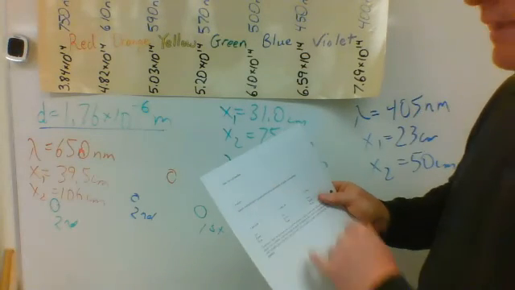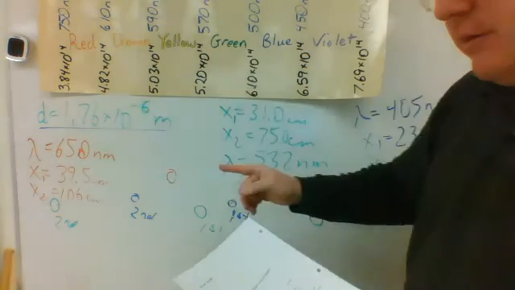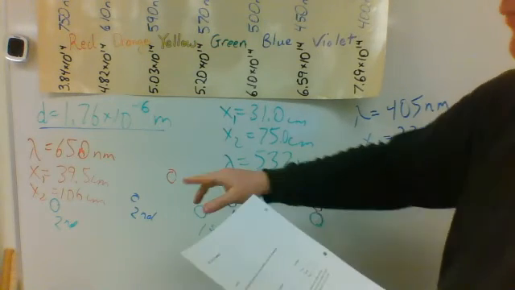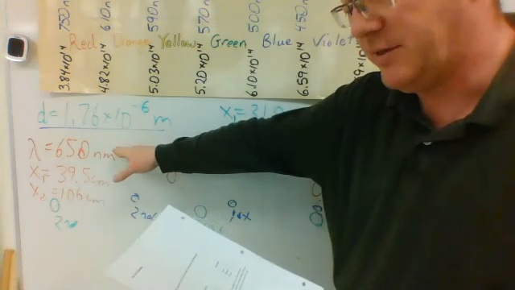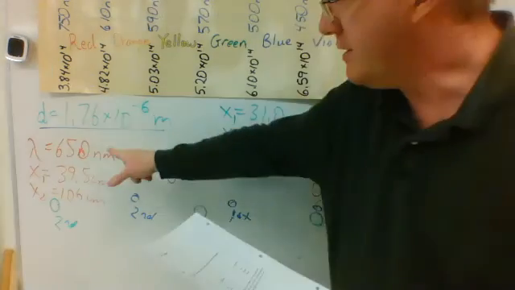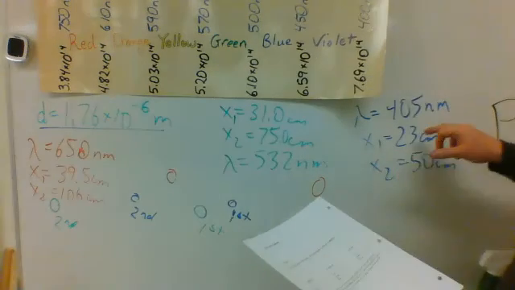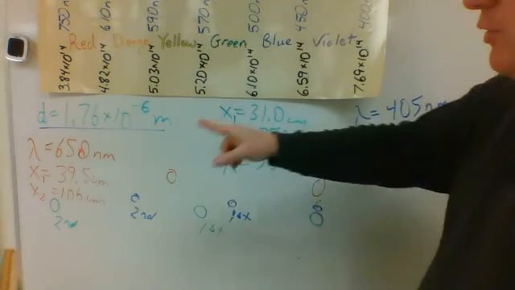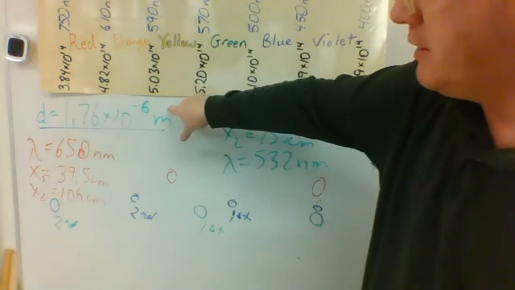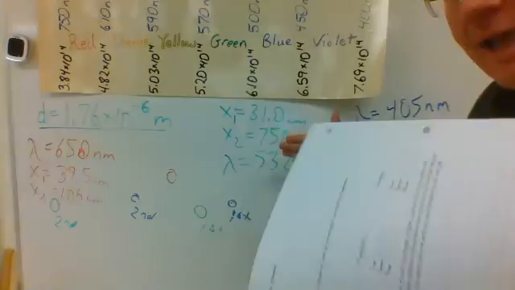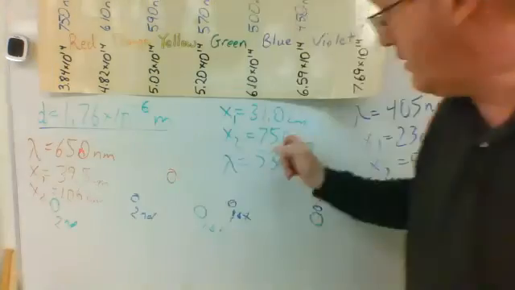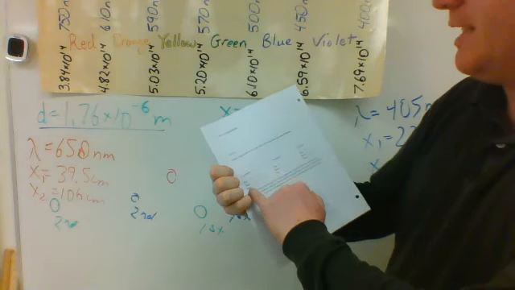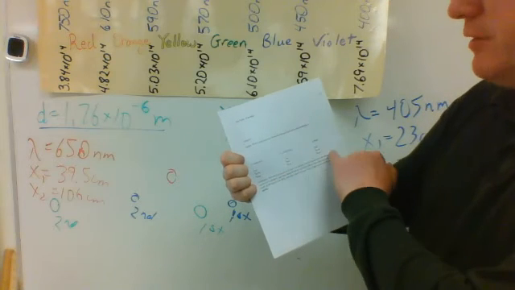Analysis, sample wavelength calculation. I'm telling you what the wavelength actually is. Okay, the red is 650, the green is 532, the blue is 405. You're going to calculate the wavelength based on the distance d, L is 1 meter, and these x values. So you're going to get 6 separate wavelength calculations here. First antinode, second antinode, the average.